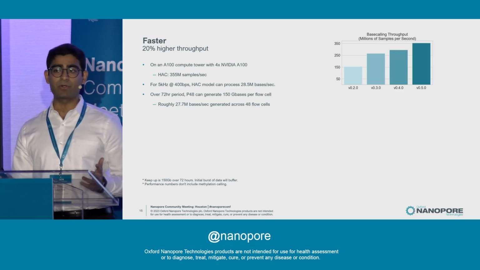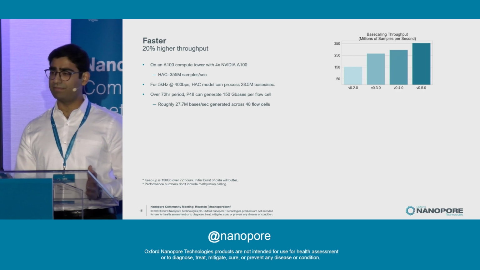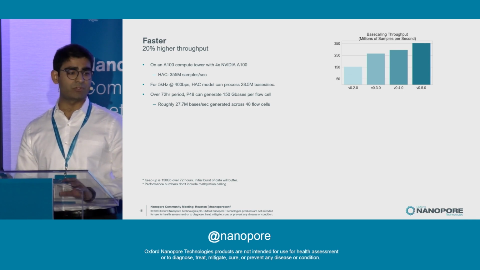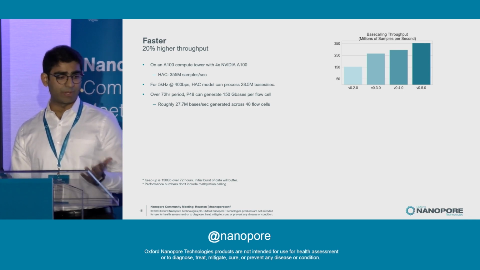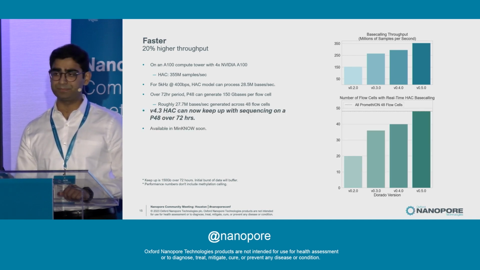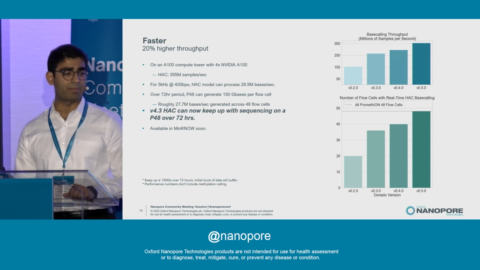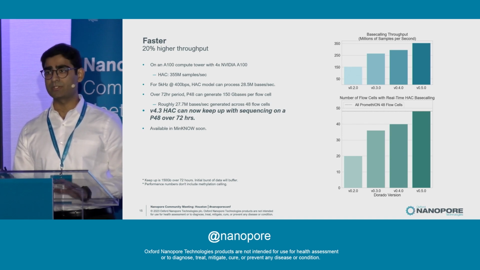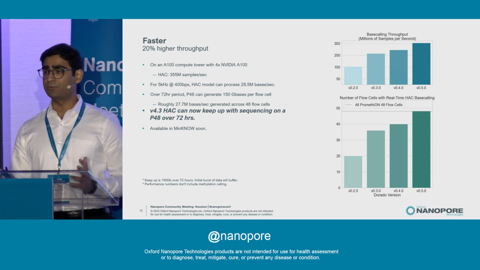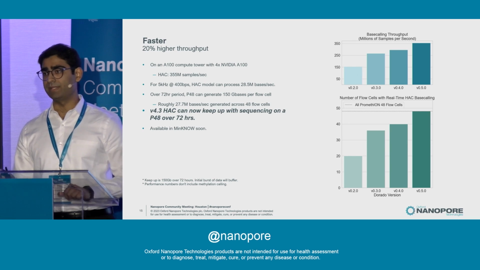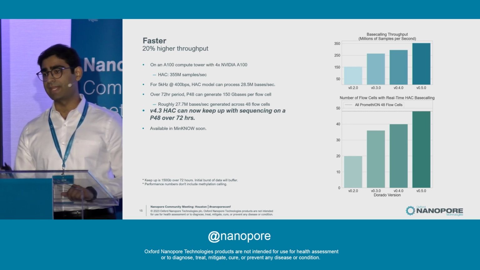Now, for reference, a P48 sequencer can generate 150 gigabases of data over 72 hours, which is about 27.7 million bases generated per second across all 48 flow cells. Now, you can probably guess where I'm going with this. So with the v4.3 model and the latest Dorado build, we now have hac basecalling keep up with the P48 sequencer over 72 hours across all 48 flow cells. So this is a really critical milestone for us to hit in terms of performance. Right now, this is only available in standalone Dorado, but we are working hard to get this into MinKNOW and release it as soon as possible.